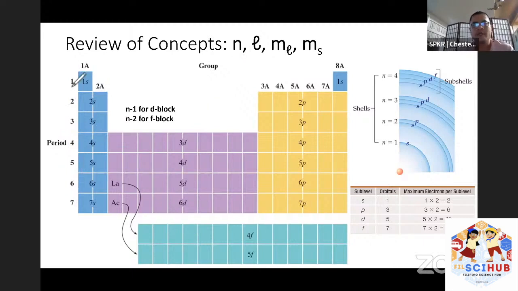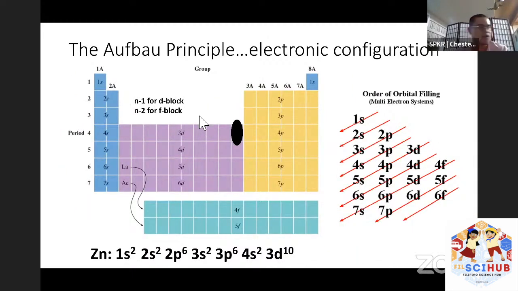Okay. Napunta tayo sa applications, okay? So anong applications ng napag-aralan natin na say the periodic table and the quantum numbers? So this is actually very important in assigning electronic configurations. And electronic configurations are very important to explain chemical reactivity. Okay? Ano yung usual na tinuturo ng mga teachers sa high school to write electronic configuration?